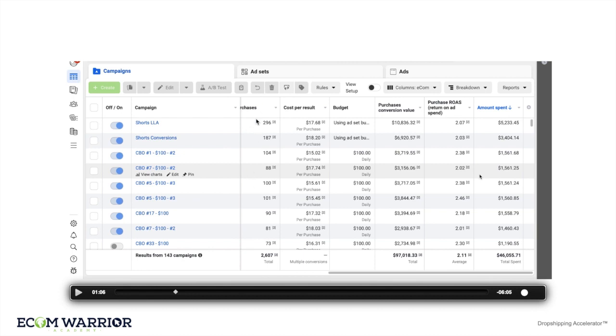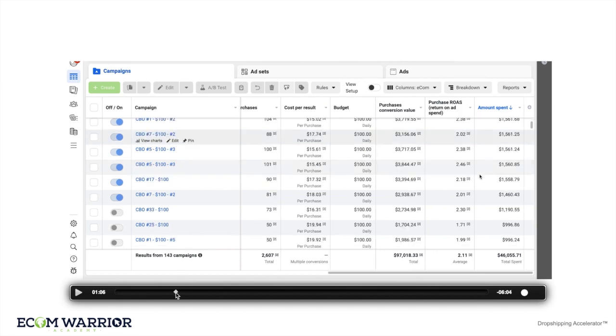You can see in this column right here, it says purchases. So the lookalikes campaign did generate 296 sales. The conversions campaign generated 187. CBO number 1 generated 104. CBO number 7 generated 88 sales, etc. So these were working quite well.